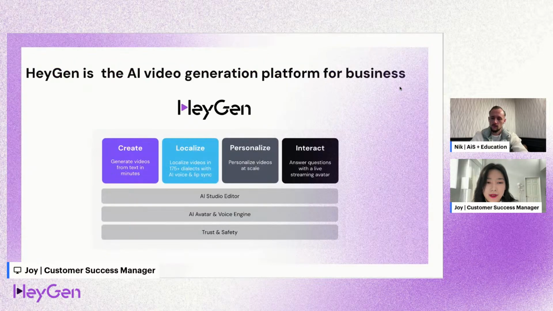Yeah, thank you. And this is our product map. We are building different AI products, and we can now use this kind of AI tools to create content and translate content. You can also localize your videos in 175 different languages and locales. You can also use your own AI voice and lip sync. We have another way: you can personalize your video campaigns and send thousands of different videos in a very short time.